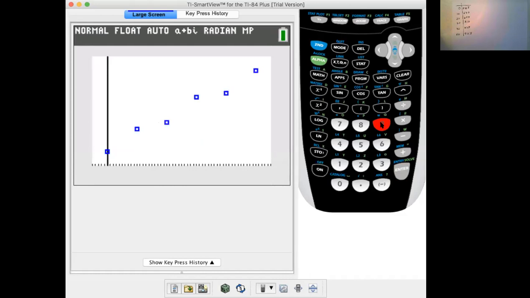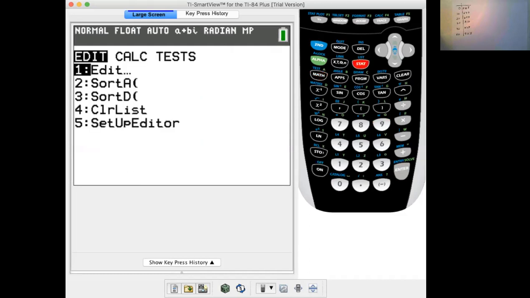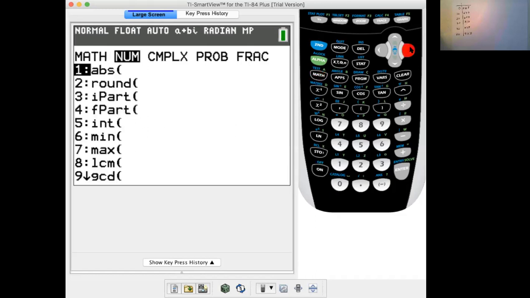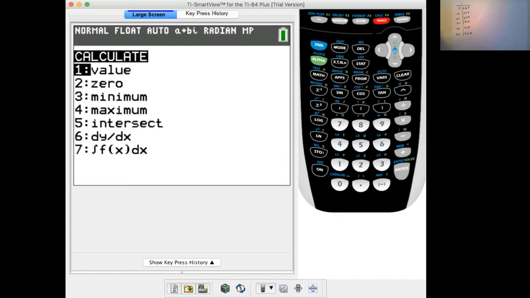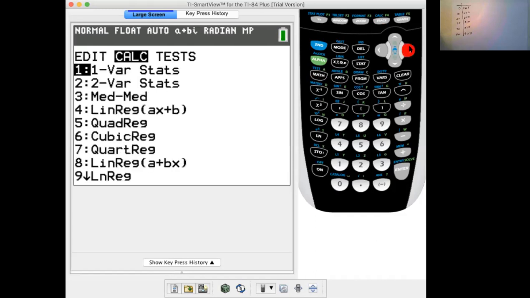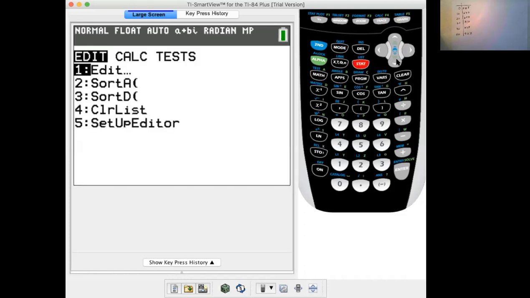So I want to find my regression. Where do I find that? Let's see, where is it at? Second calc is the button. I remember. Nope. Stat calc, there we go. So one more time, how do we find the regression? Stat button, arrow it over to calc.